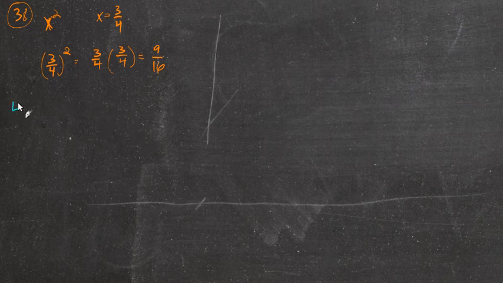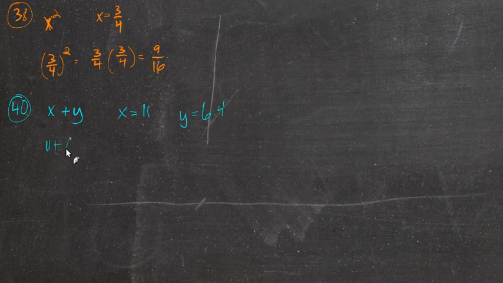Number 40. That's x plus y. So I said before, algebraic expressions can have multiple variables in them. So here's an expression where we have an x and a y. We're going to let x be 11 and y is going to be 6.4. So 11 plus 6.4 is 17.4. So that expression is worth 17.4 when x is 11 and y is 6.4. All right.